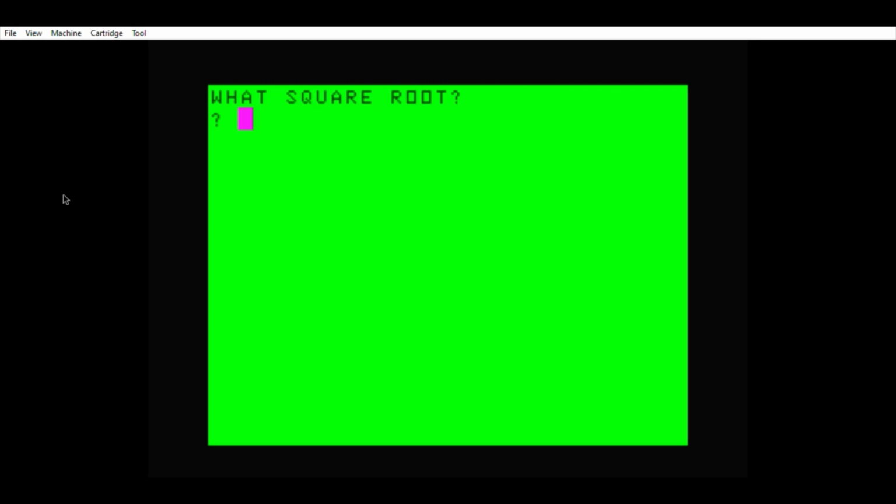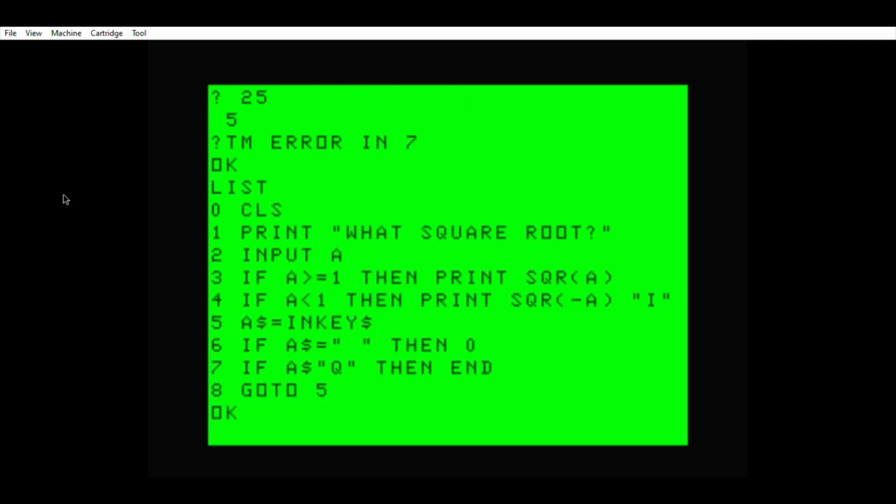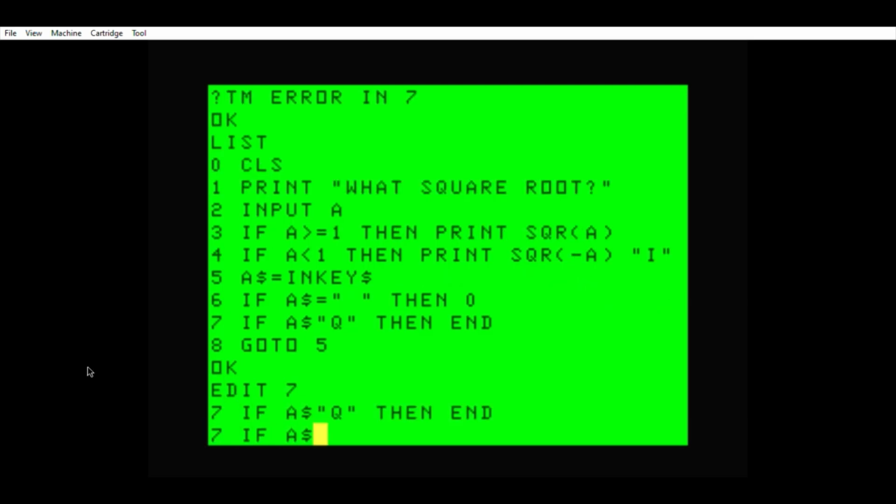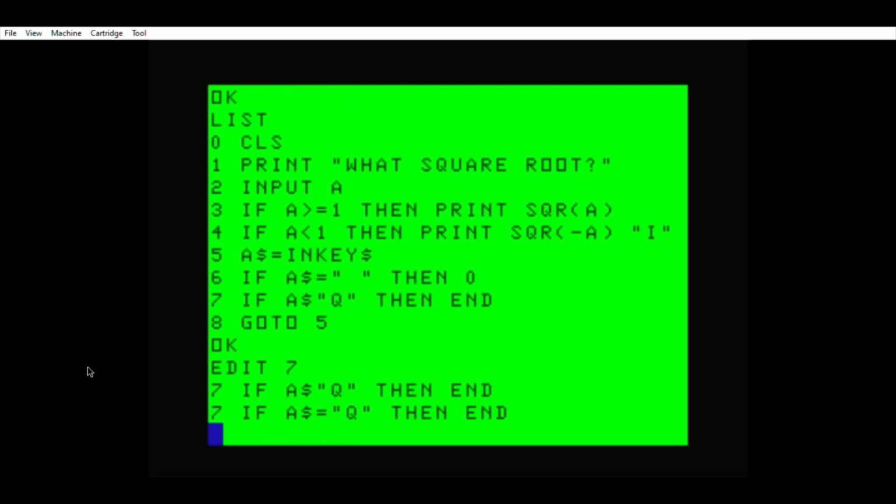So what square root do we want? 25. It's, oh boy, TM error. What did I do now? Oh, insert an equal sign there.